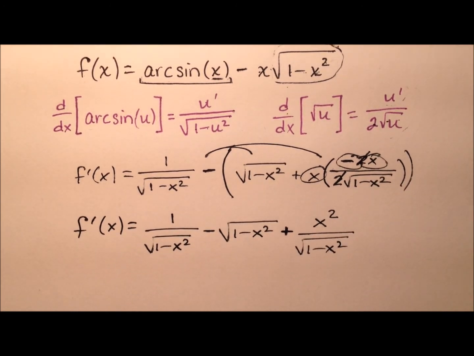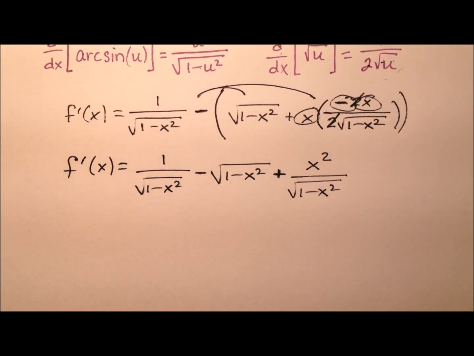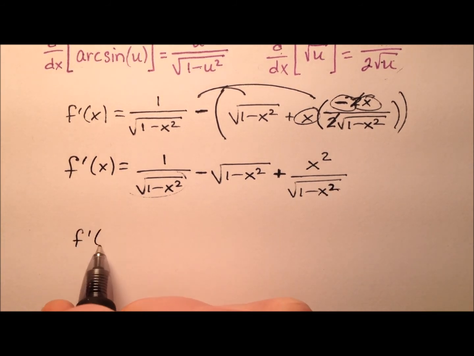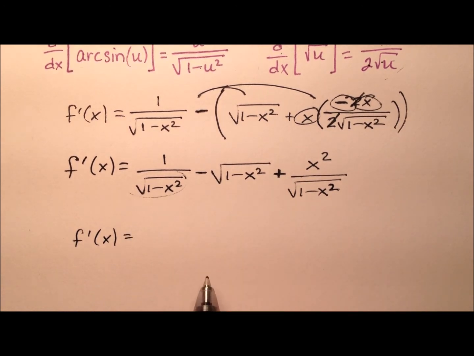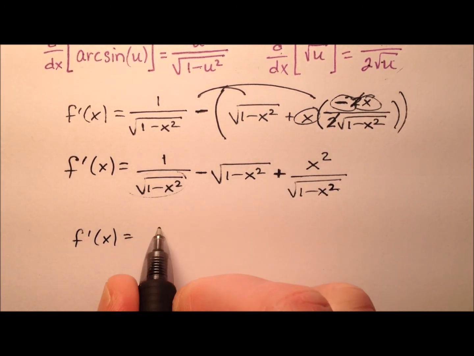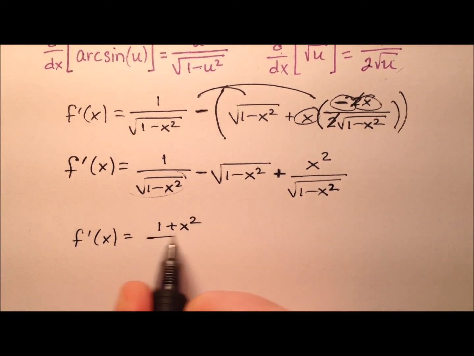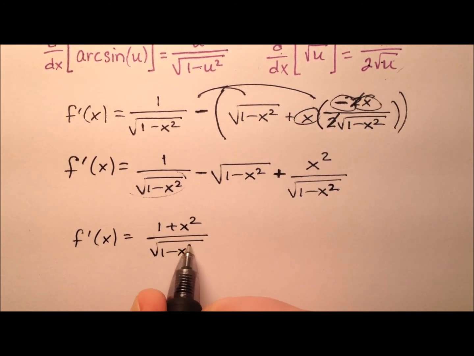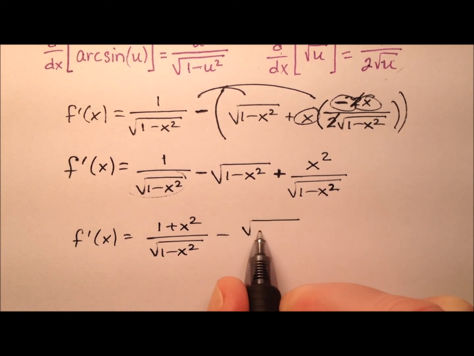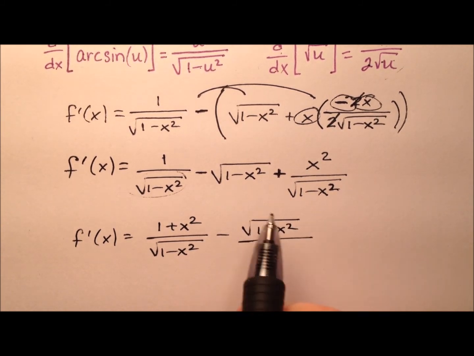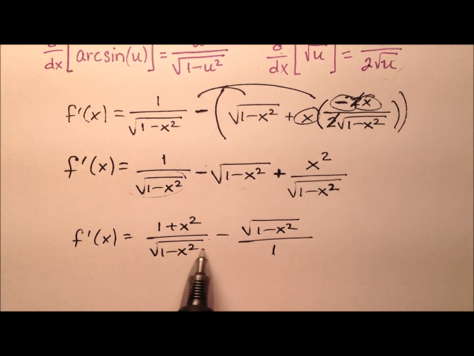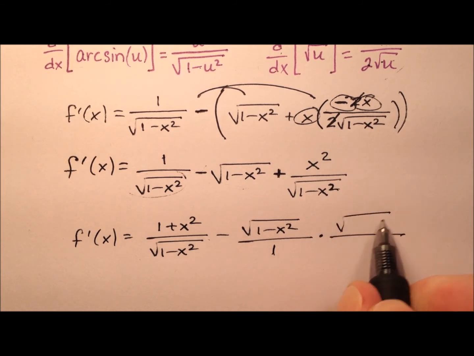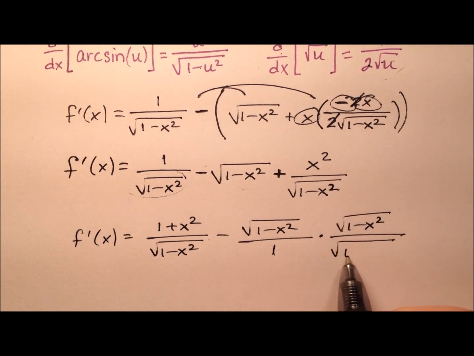Okay, well it looks like we have some nice things here, because this denominator and this denominator actually match, so they're common denominators already. So let's just go ahead and put those together, and then we'll deal with this last term. So we have 1 plus x squared over that common denominator. And then we have minus, and then we have this same radical expression here, but this time it's over 1. So if we're going to get common denominators here, let's go ahead and multiply the top and the bottom by that common denominator.